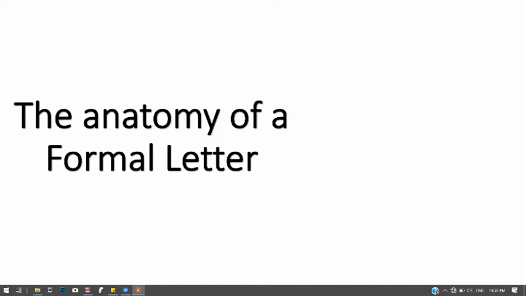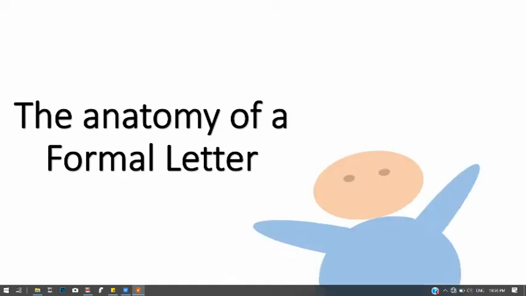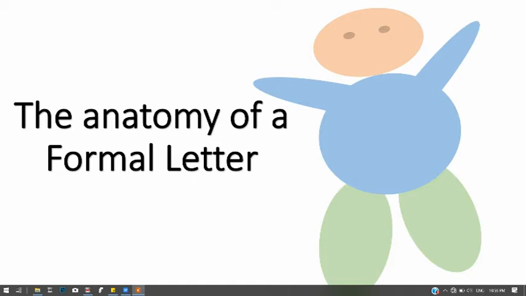Today we are going to discuss the anatomy of the structure of a formal letter. Okay, this is the figure that we are going to use. After this you will know why I'm using this figure.